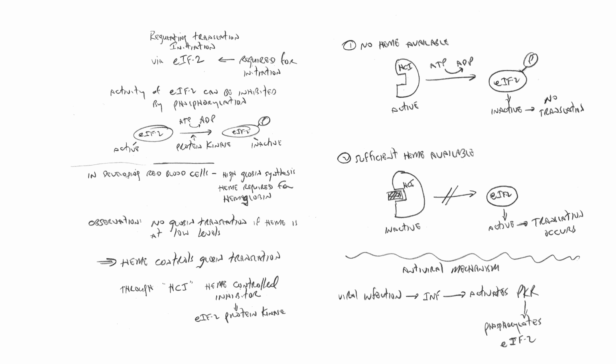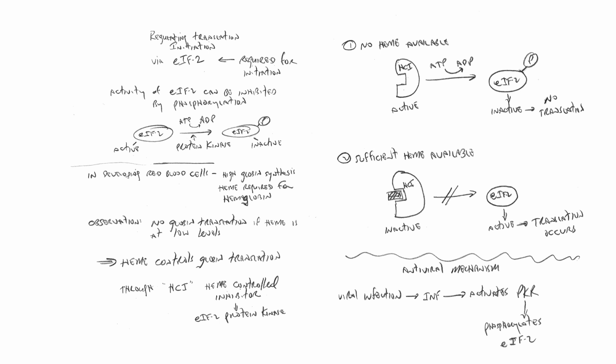Now, all this regulation takes place through a protein that's called a heme-controlled inhibitor. That heme-controlled inhibitor is an EIF2 protein kinase. Like I told you, a protein kinase phosphorylates EIF2. Well, the one we're talking about is called EIF2 protein kinase, so it specifically phosphorylates EIF2. And the heme-controlled inhibitor controls the activity of that kinase.